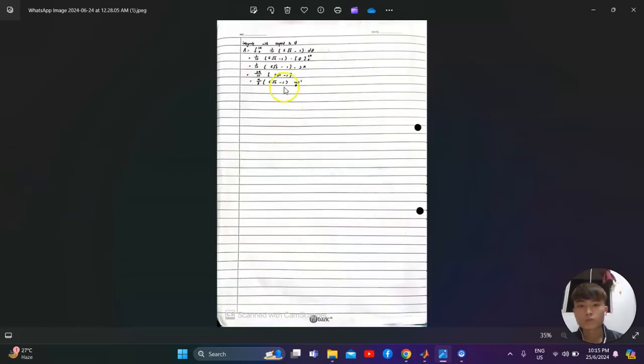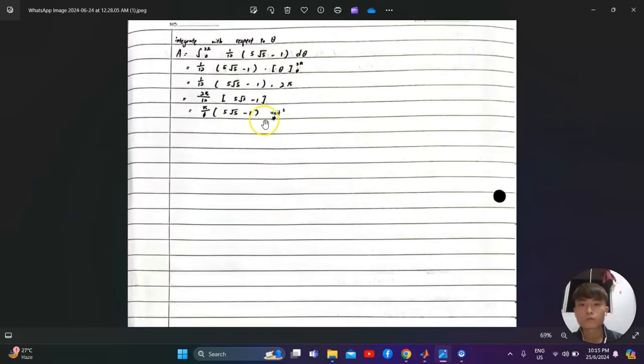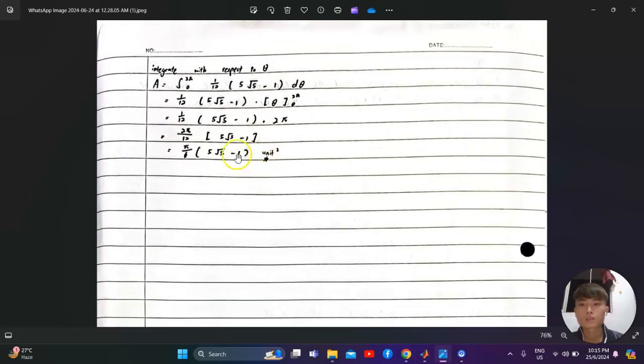After that, we need to integrate with respect to theta. So now the answer we got just now goes into the integral from 0 to 2 pi, and after using the calculator to integrate, we will get the answer, which is 2 pi over 12 times 5 square root 5 minus 1. So now we simplify it. 2 over 12 we can simplify to become pi over 6.